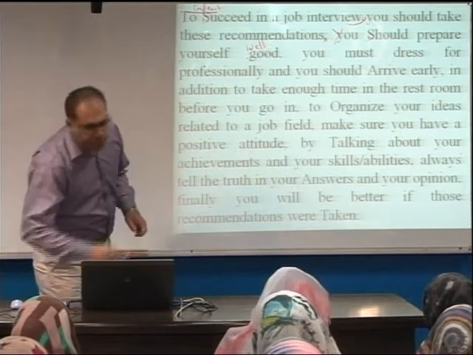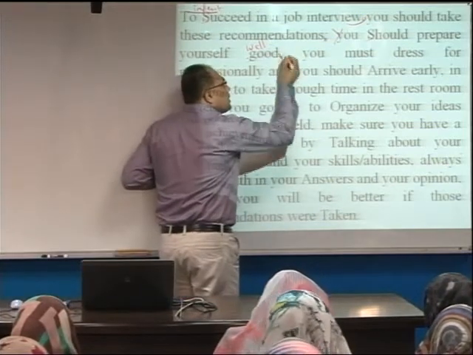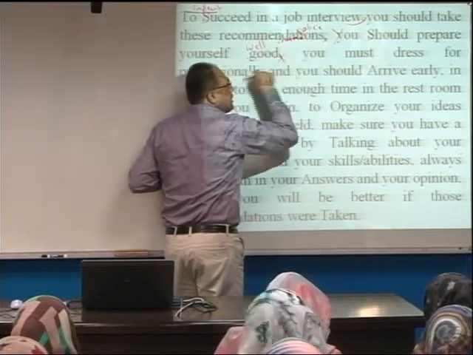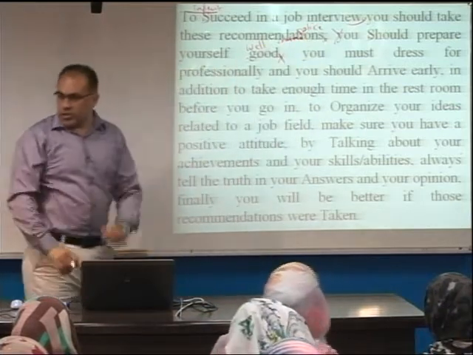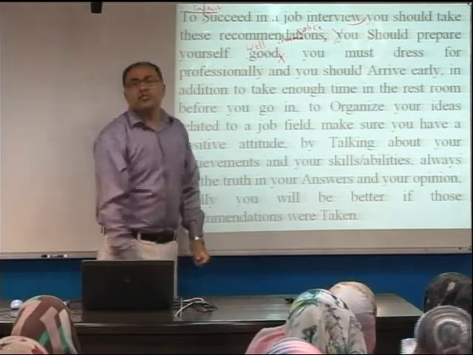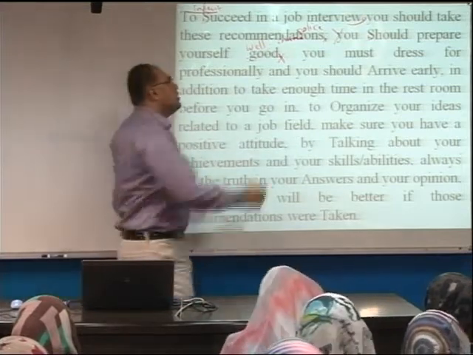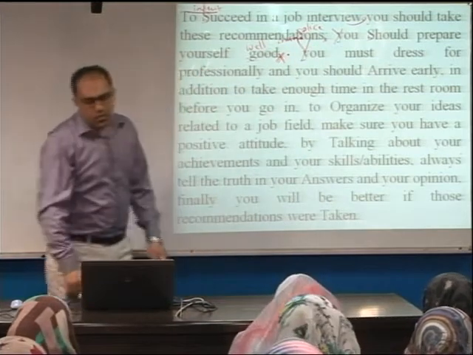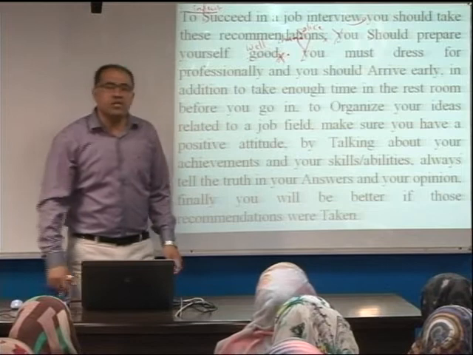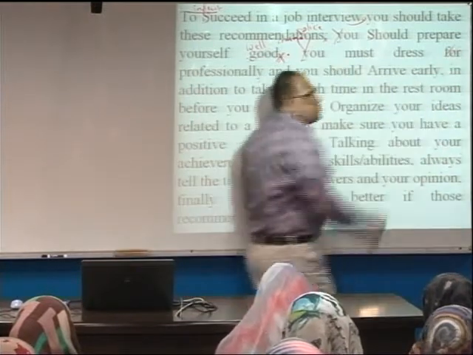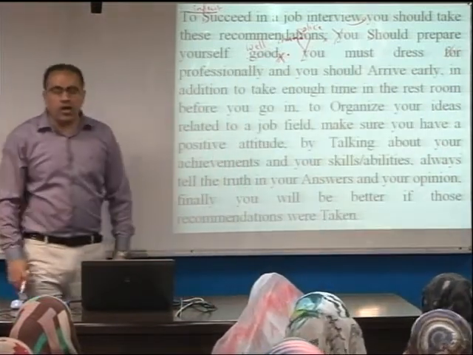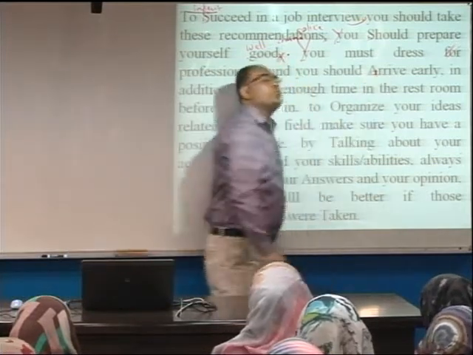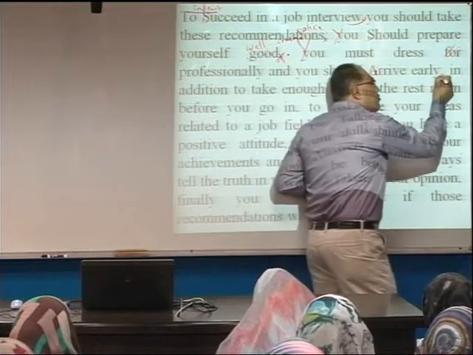And then we have a full stop. So this is something we call a comma splice, because we have basically two sentences and there is no punctuation between them. So let's just get rid of this comma. It is not necessary here. And then full stop. You must dress professionally. There is no need for a comma. You must dress professionally and you should arrive early. Now arrive, small letter, and early. Full stop.